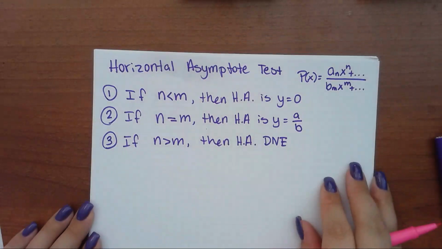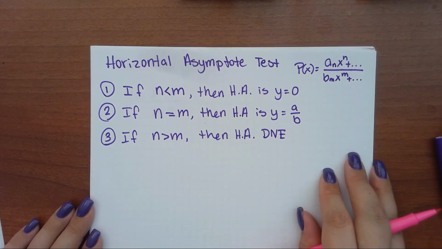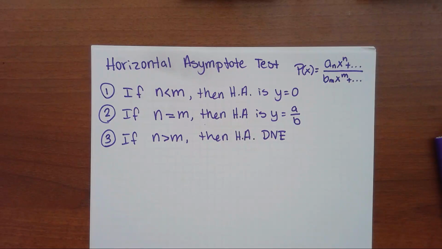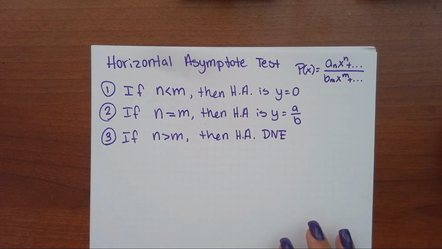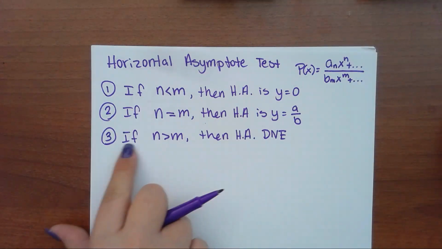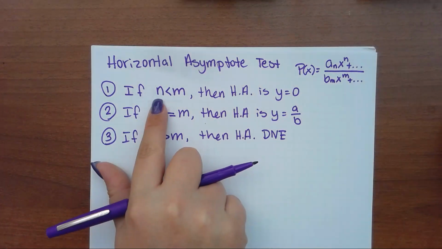So your horizontal asymptotes come from your horizontal asymptote test. Now the horizontal asymptote test is written here. So you can take a minute and pause and write it down. We're going to talk about it really quickly. The first thing that you need to know is that there are 3 different types of horizontal asymptotes that you could get. One, you could get a horizontal asymptote that is y equals 0.